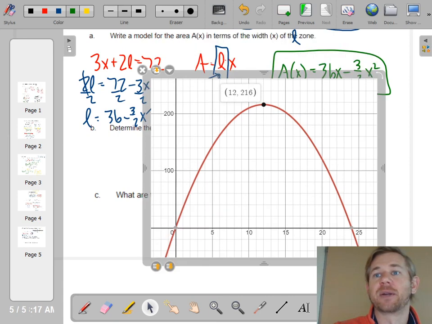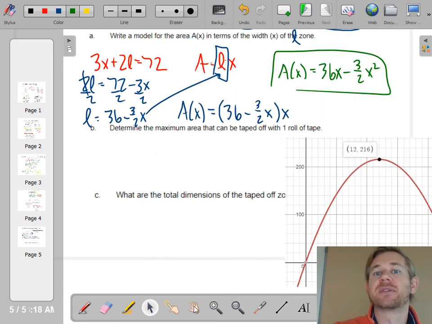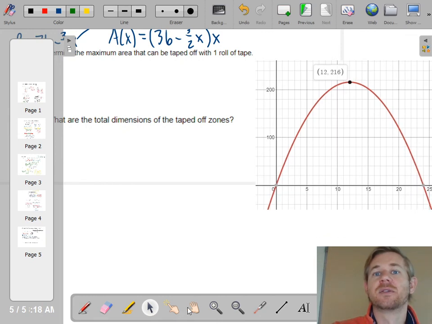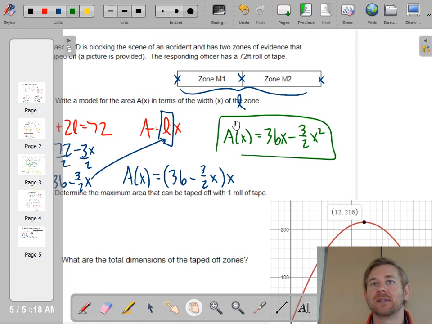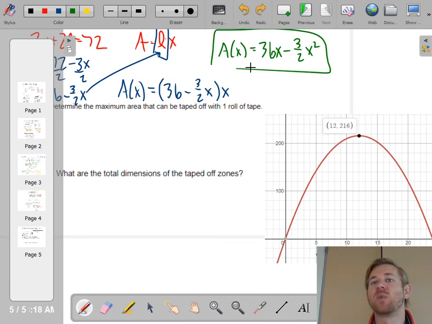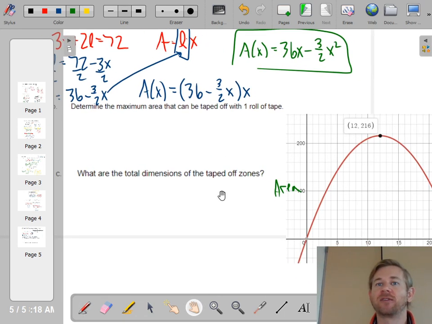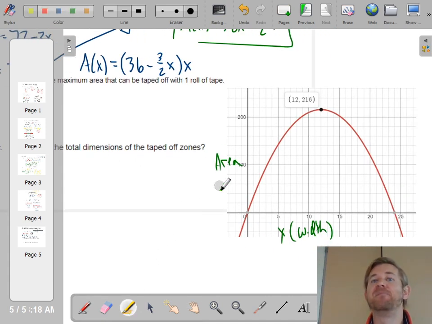Here's my picture, my graph. This is my model. You need to know what your model tells you. What are we looking at here? So first thing, what is the x-axis? What is the input? The x-axis is the input of the function, which is x. So x is the width of the rectangle. It's this little distance here. We're calling the width, or x. What's the output? The output is the y. That's the area. So if it says, what is the maximum area that can be taped off? The maximum area is the biggest y value. That's 216. So that'd be 216 square feet can be taped off.